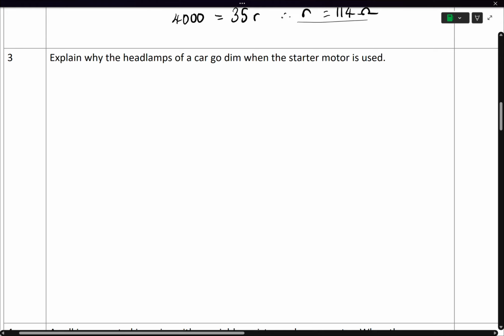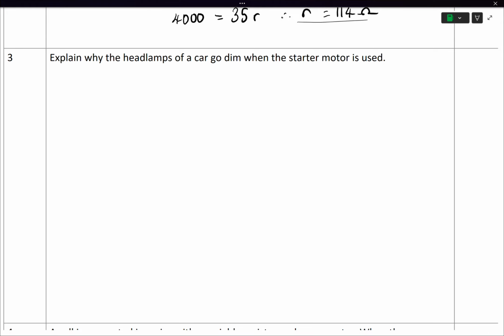Question 3 says explain why the headlamps of a car go dim when a starter motor is used. So we're going to represent the cell. It's going to be a battery, so I might put a few cells together like this, of our car, and it's connected in one part to the starter motor.